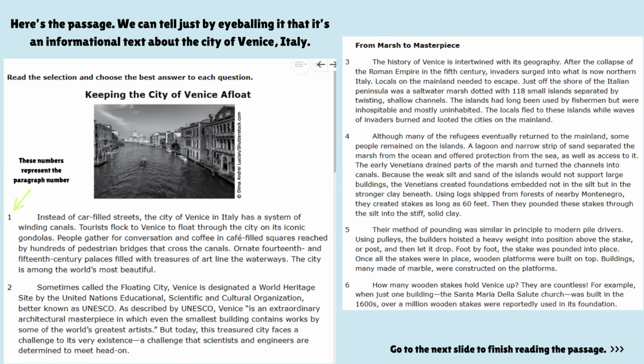But today, this treasured city faces a challenge to its very existence, a challenge that scientists and engineers are determined to meet head on. From marsh to masterpiece.